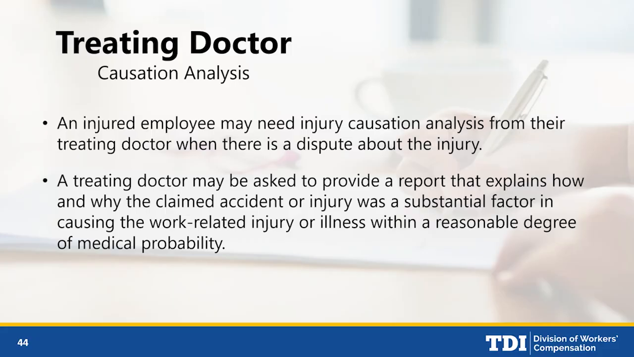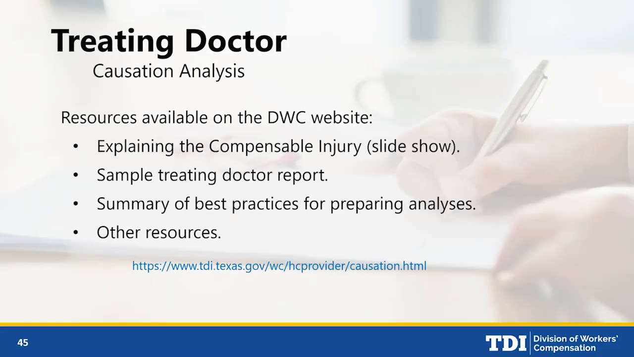A thorough causation analysis should include a brief summary of the examining doctor's qualifications, the injured employee's medical history, exam findings, and an explanation of how these findings led to the doctor's conclusion. We have more detailed information on our website about causation analysis. Again, you could go to the workers' compensation A through Z section.